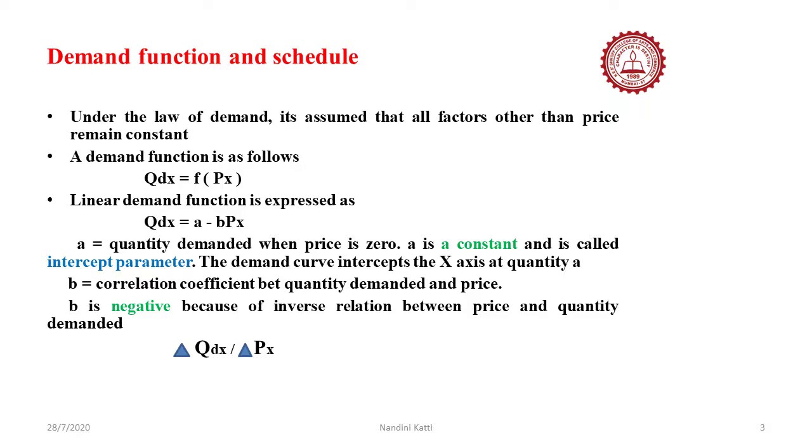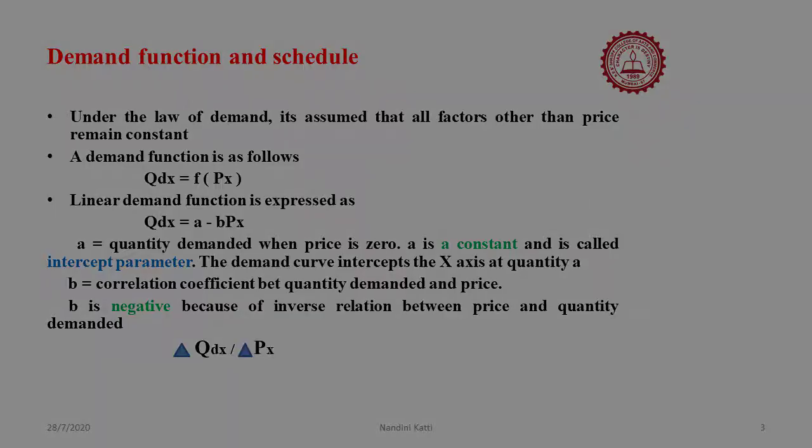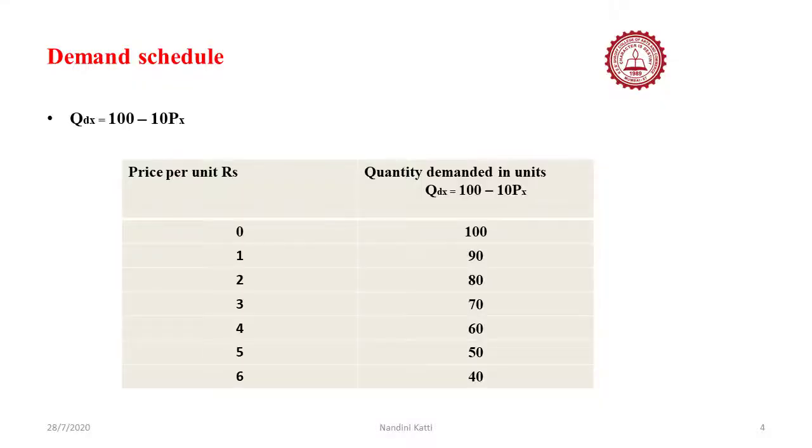So the final equation appears as delta Qdx upon delta Px, where delta, the small triangle, is nothing but an indication of change. An imaginary example: there is a price of commodity X and a quantity demanded of commodity X. We have a given demand function which shows Qdx is equal to 100 minus 10 Px.